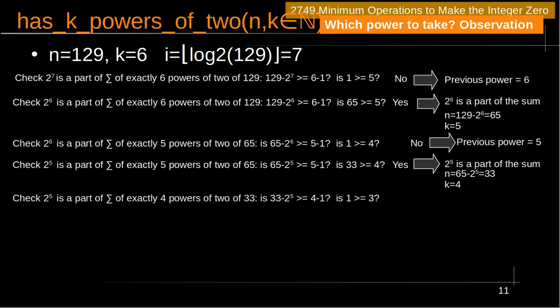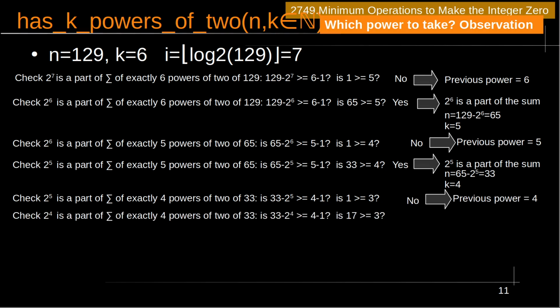We're going to check these 4 powers and the rest of n we have found, which is 33. Check if 2 power 5 is a part of the summation of exactly 4 powers of 2 of 33. We reduce 2 power 5 from 33, is it equal to 4 minus 1? 1 is greater or equal to 3. The answer is no. Go to the previous power, which is 4.